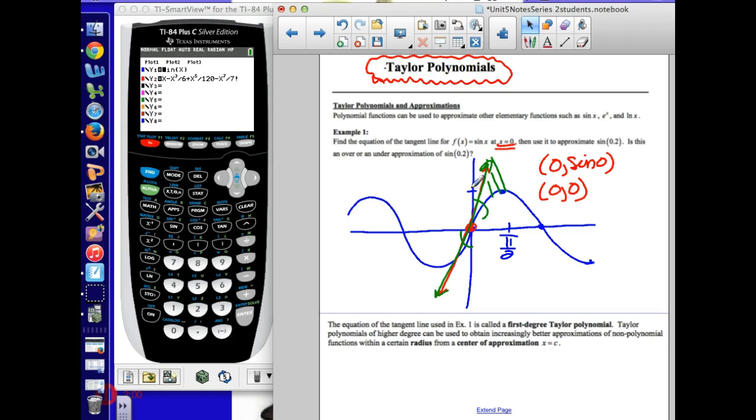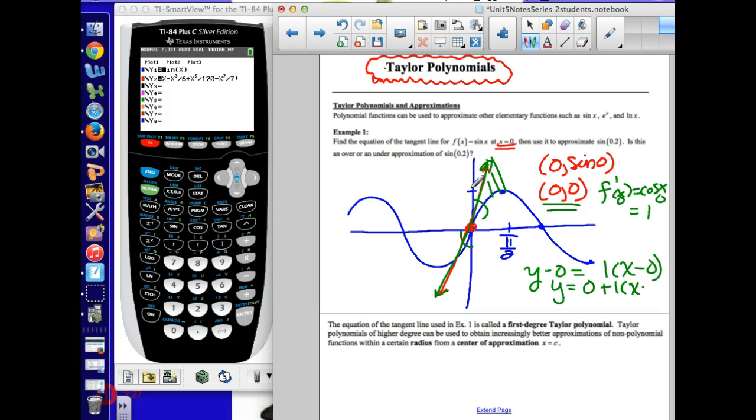So recall from Calc 1, we would then go get the equation of the tangent line. We would need a point, and we would need the slope. And the slope is the derivative, so f prime of x is cosine x, and f prime of 0 is cosine 0, or 1. And we would say that that line is y minus the y I know is equal to the slope there times x minus the x I know. Equivalently, y is equal to 0 plus 1 times x minus 0.